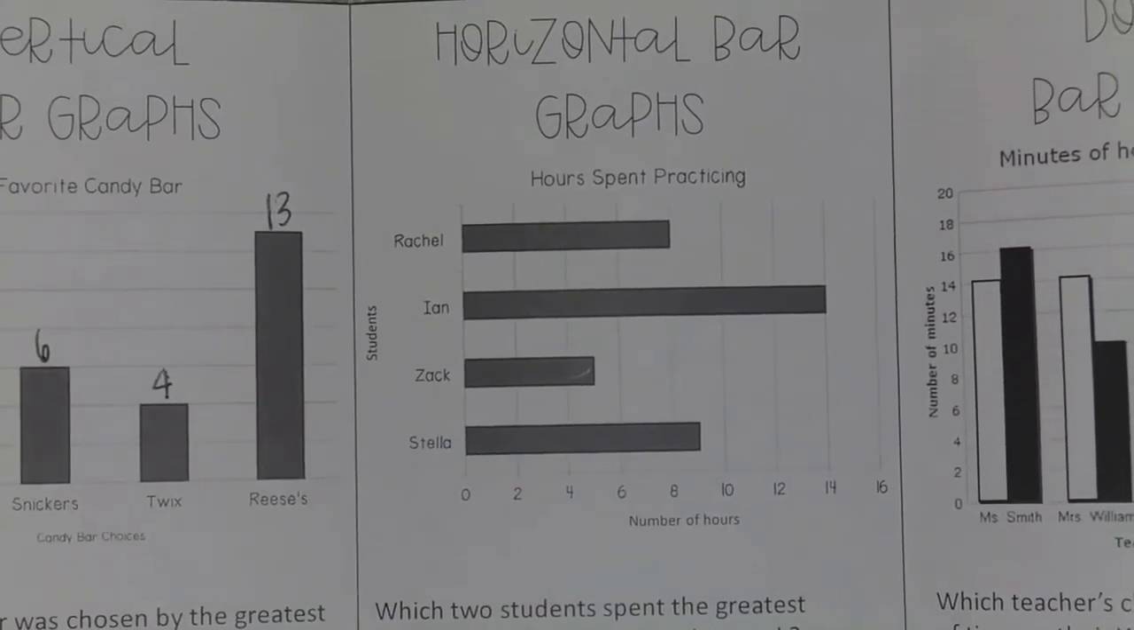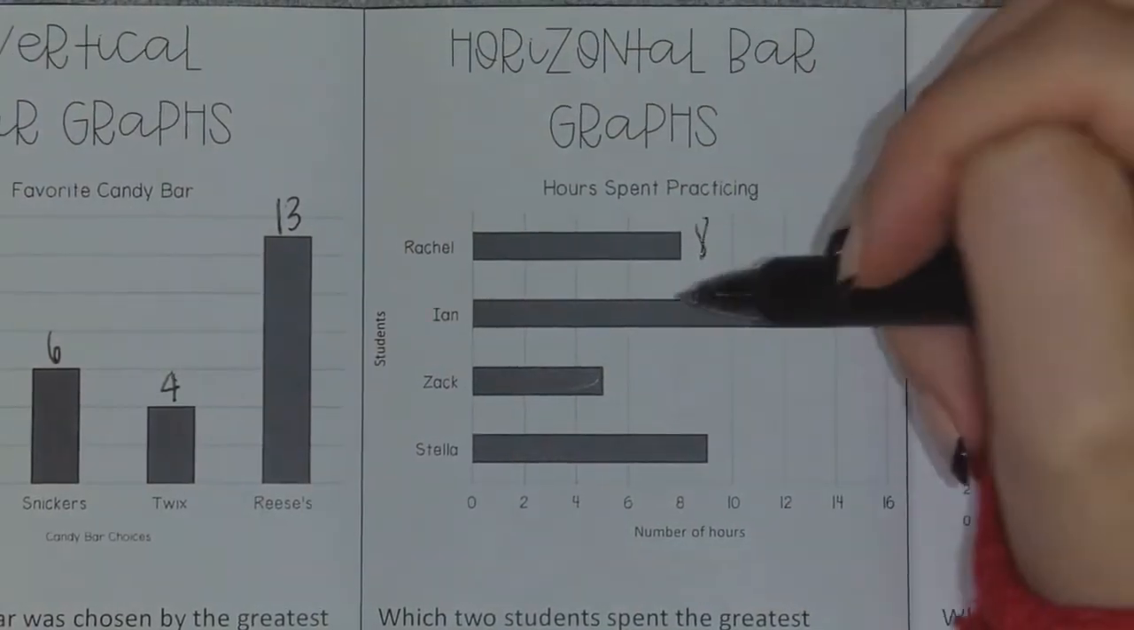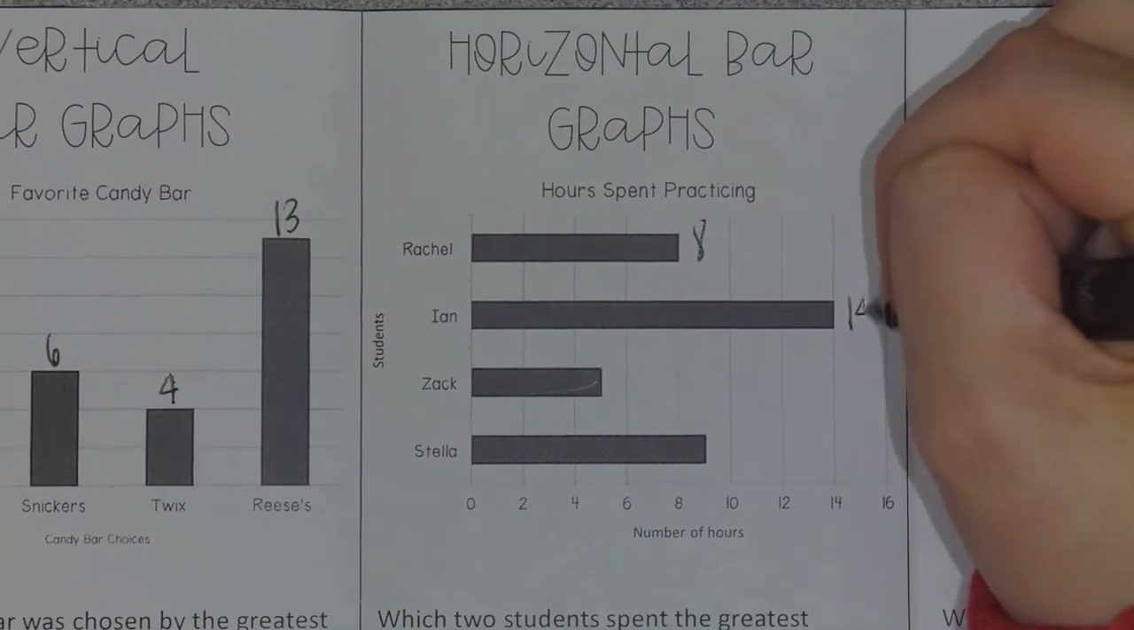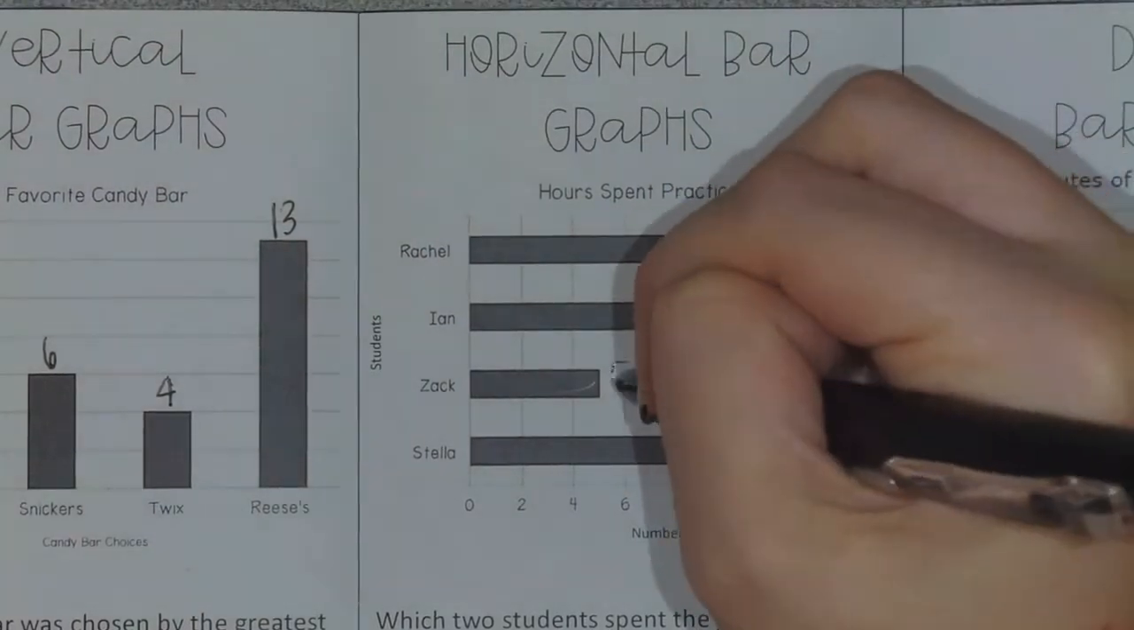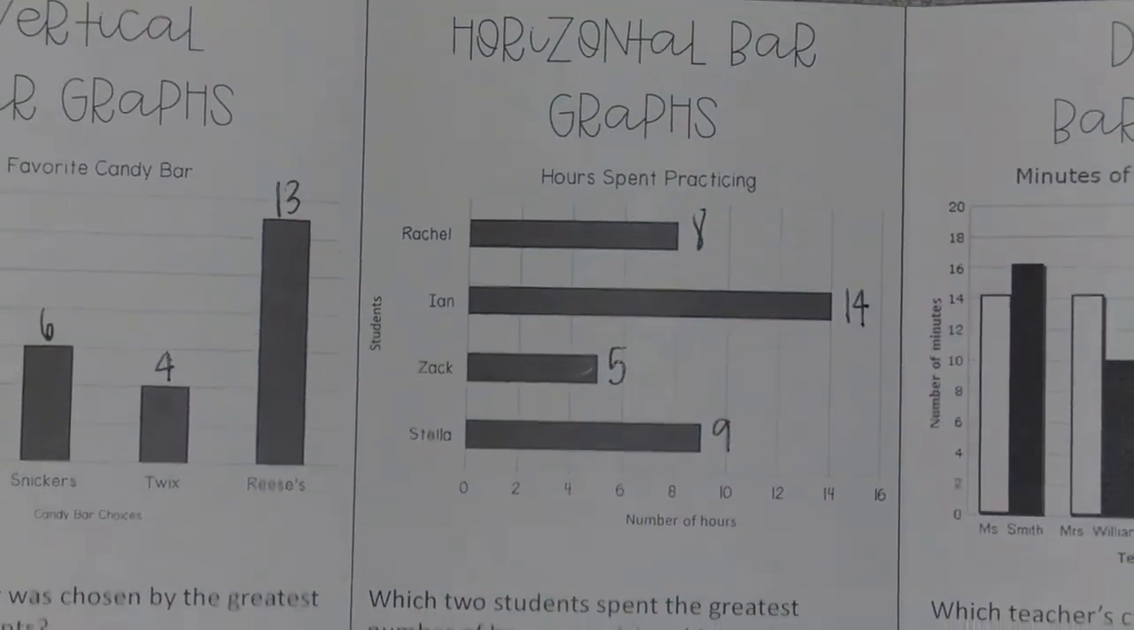So first thing I want to do is I want to label my bars. So Rachel, it looks like she practiced for 8 hours. Ian practiced for 14 hours. Zach practiced for 5 hours. And Stella practiced for 9 hours.